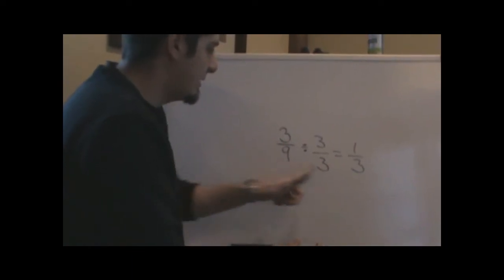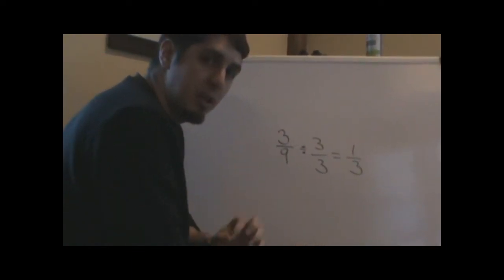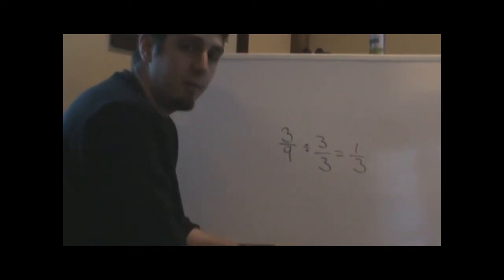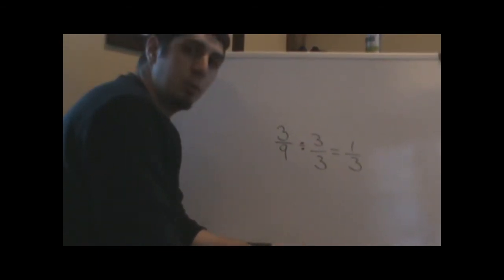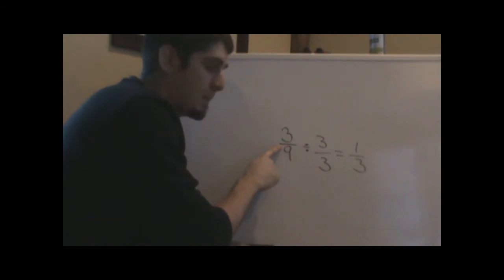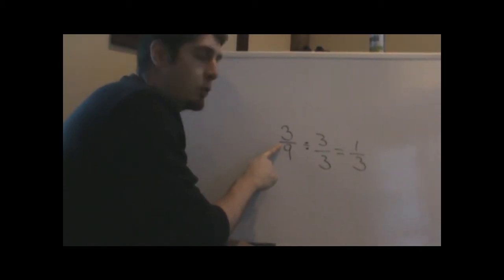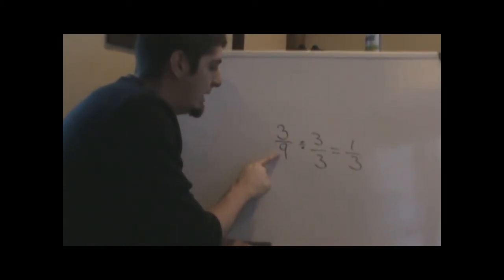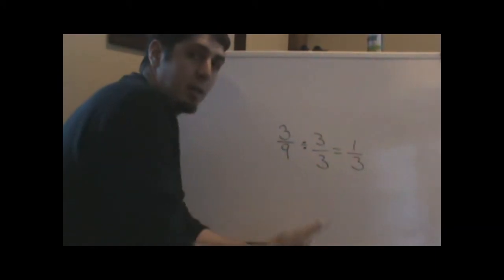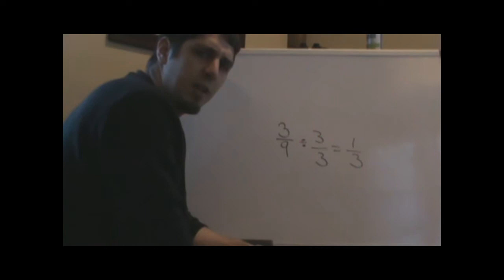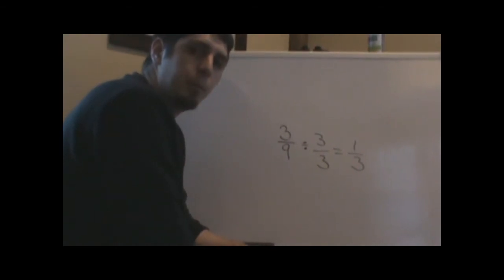So 3/9 and 1/3 may look different, but they are in fact the same. They're equal. They have the same value. It's important to remember that the fraction bar here means divide. So when I do 3 divided by 9, I get the same answer as when I do 1 divided by 3. Fractions are kind of like an unfinished division problem.